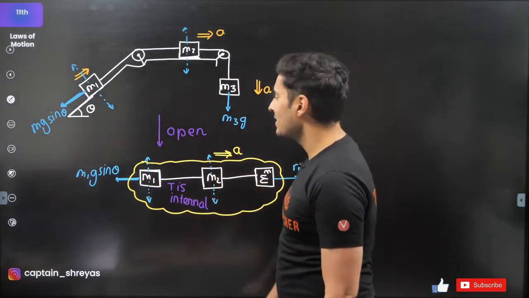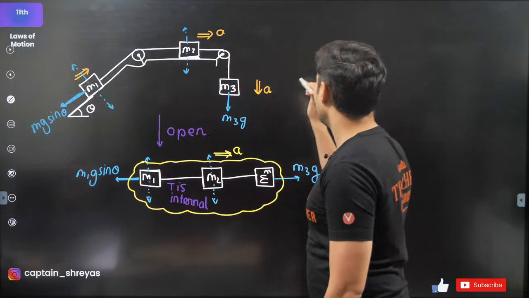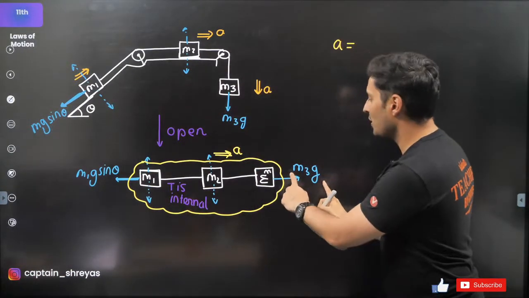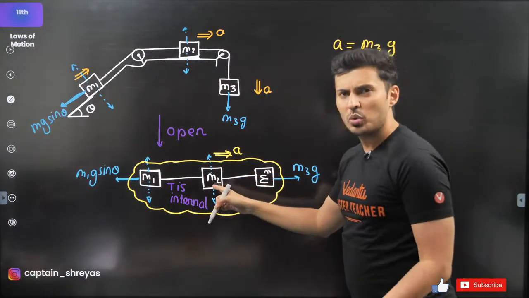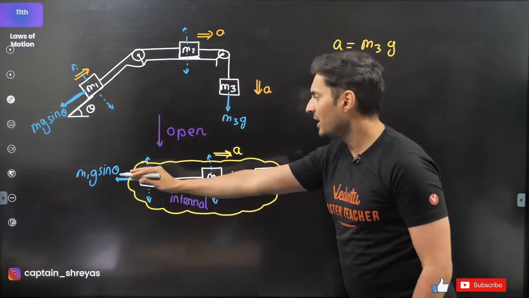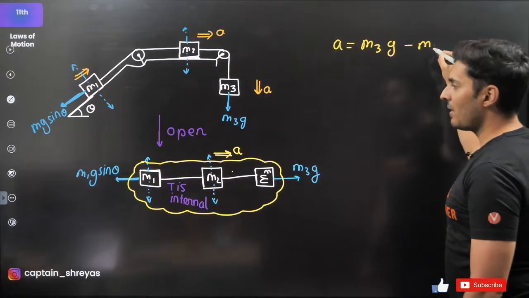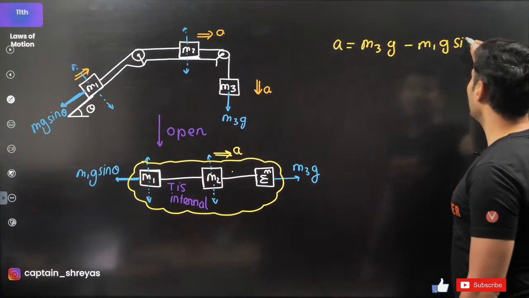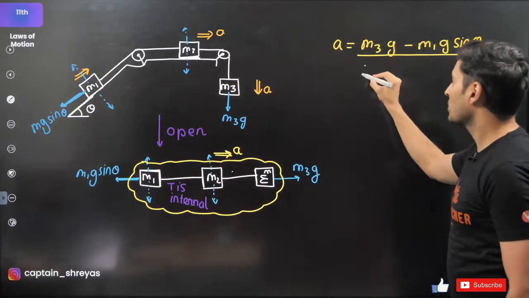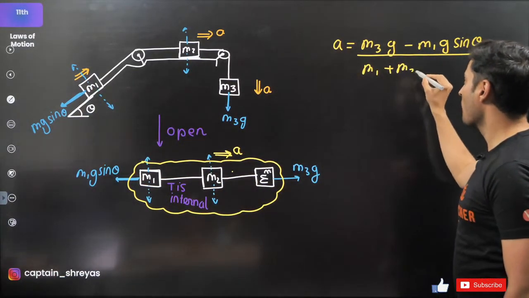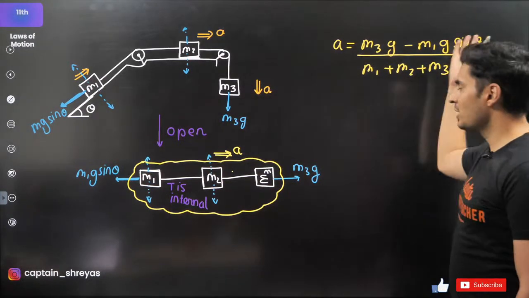Now you can clearly see that the acceleration can be written down as, which is the larger force? Well, that's M3G. M2, there is no force, forget it. M1 has an opposing force, so M1G sine theta, you can take G common later on, upon total mass. So M1 plus M2 plus M3, you can take G common also.